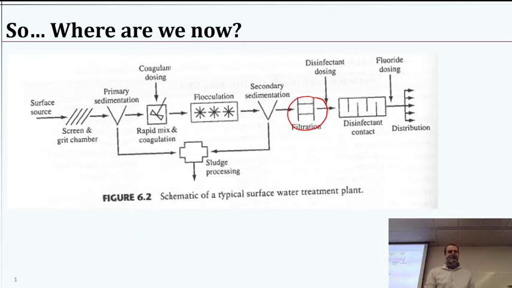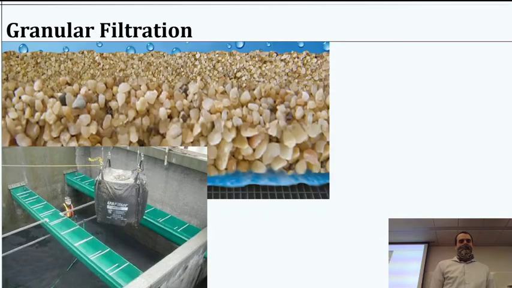Coming back then to filtration, like I said, we are most of the way through the typical treatment train for a drinking water treatment plant. Last time we talked about the basics of granular filtration, the qualitative information, using well-controlled grain size. So this media up here would be the actual filter media, and you'd have a lot of that, more than this picture is showing.